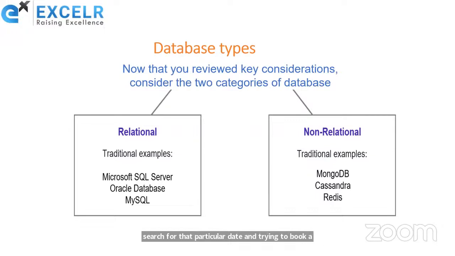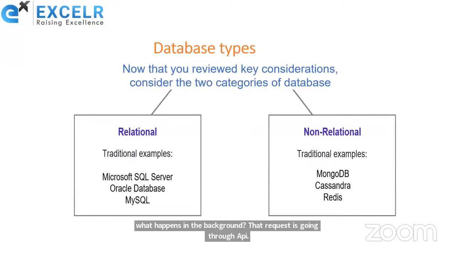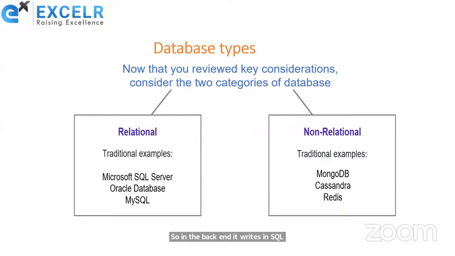When you input that at this particular date you need a room available for 2 nights, what happens in the background? That request goes through an API. In the backend, it writes an SQL query: SELECT * FROM rooms for this particular date and location. With the help of an API, it sends the query to that particular database. The database fetches the information and gives it back. That is how it gives us information from the database level.